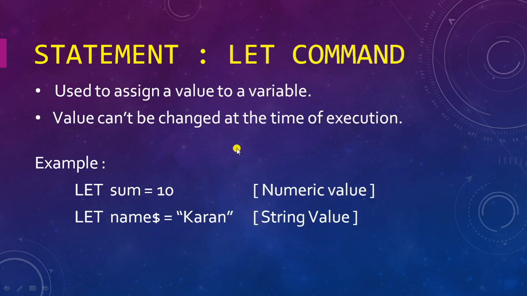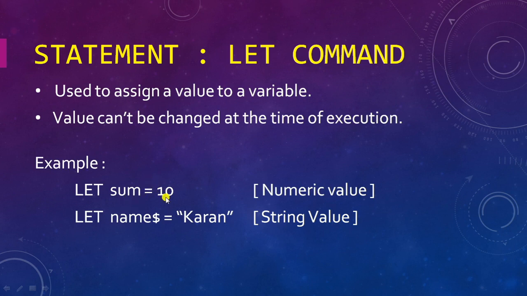In maths we say, suppose, let. The same thing we apply over here also. The let command is used to assign some value to a variable. Same rule: if you want to take any numeric value, just write the variable name without any dollar. If you want to take any string value, you have to use a dollar sign. So here in the example, as you can see, these values won't be changed during execution.